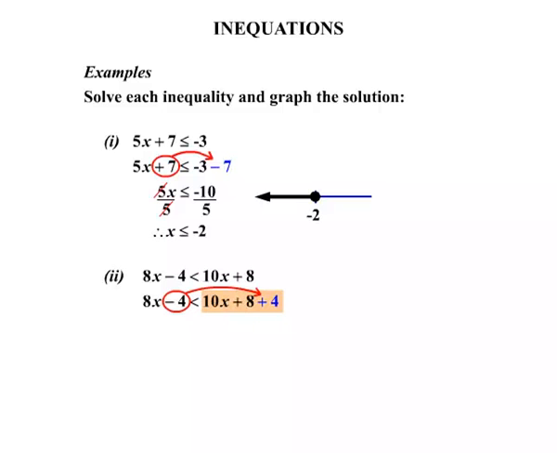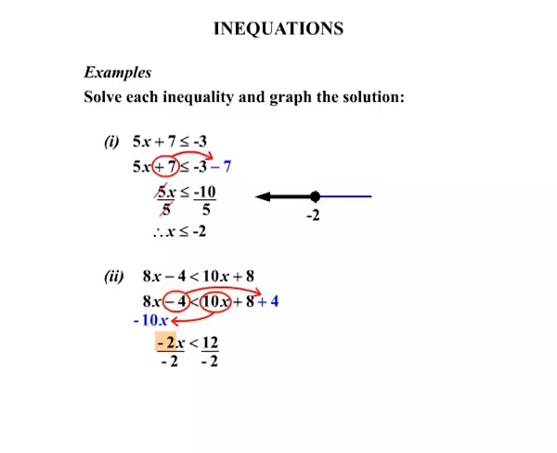On the right hand side, let's keep the numbers there, but let's move the letter term. The 10x, the positive 10x, when we move it becomes minus 10x. So we have 8x minus 10x, that's negative 2x. We have the less than sign, and 8 plus 4 is 12. Now we need to get the x by itself. At the moment, it's being multiplied not just by 2, but in fact negative 2. So to get rid of that, we need to divide by negative 2.